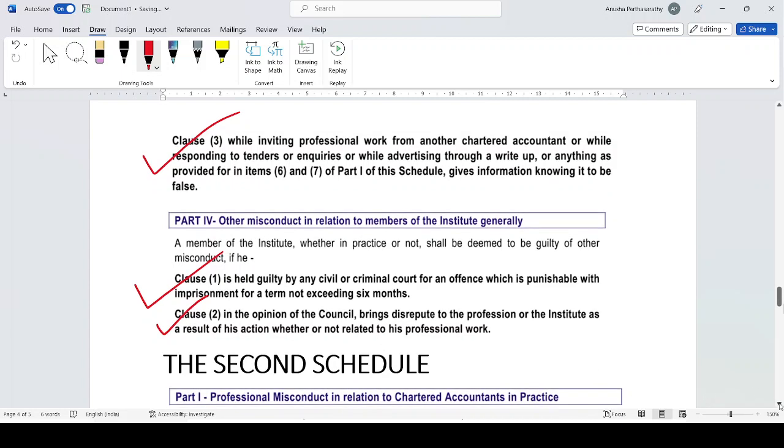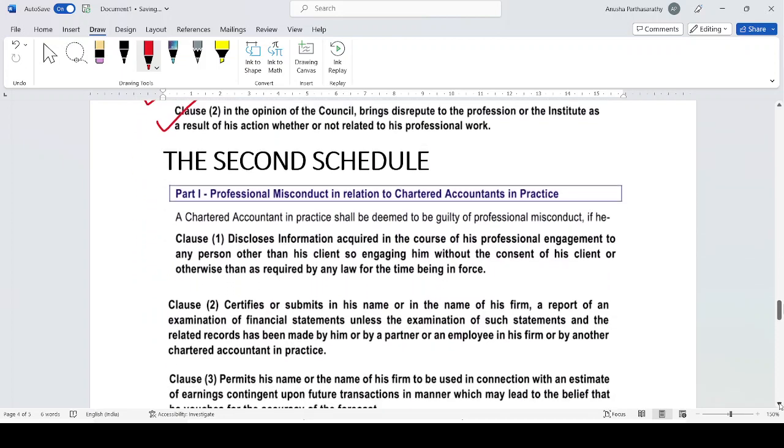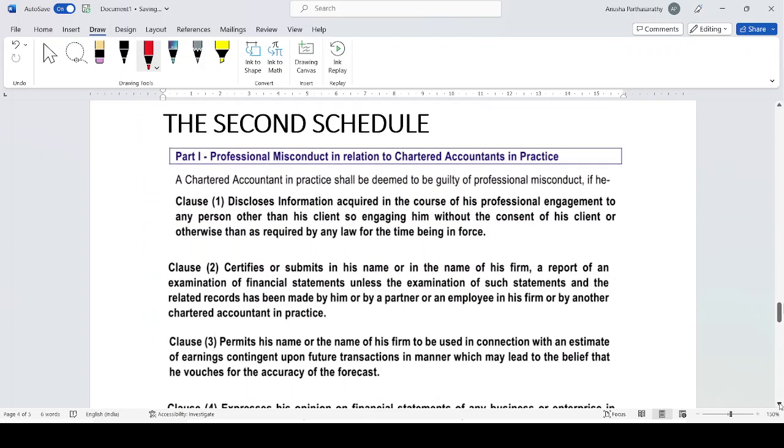Now let's move on to the Second Schedule. As per Clause 1 of Part 1 of the Second Schedule to the Chartered Accountants Act 1949, a chartered accountant in practice shall be deemed to be guilty of professional misconduct if he discloses information acquired in the course of his professional engagement to any person other than the one so engaging him without the consent of his client or otherwise than as required by any law for the time being enforced.